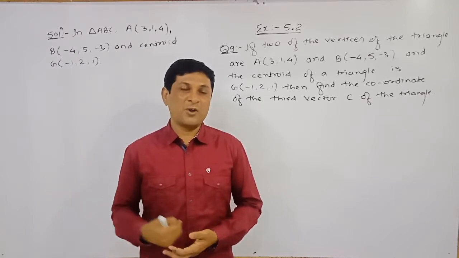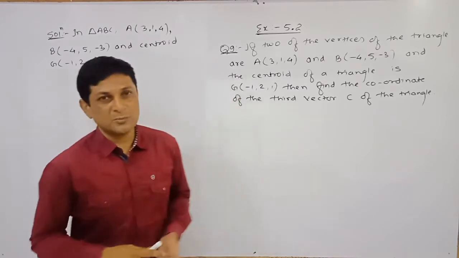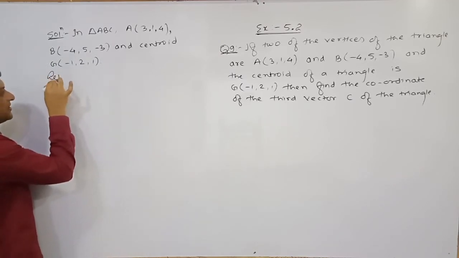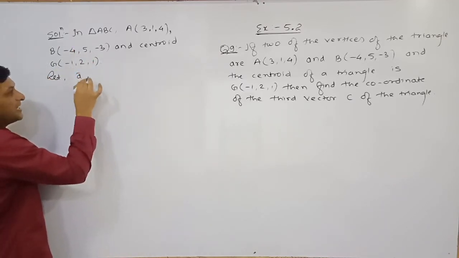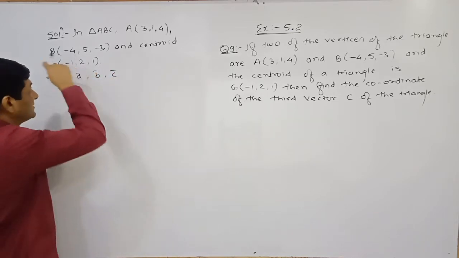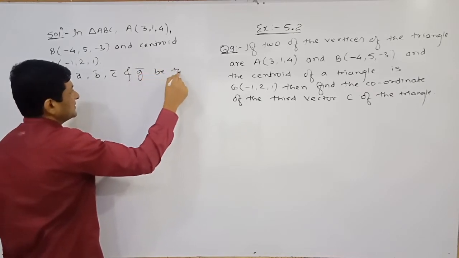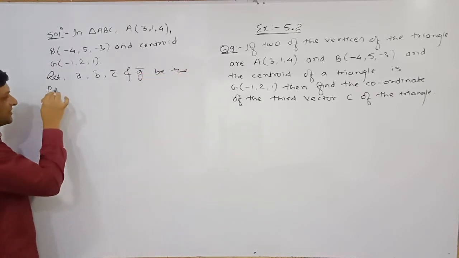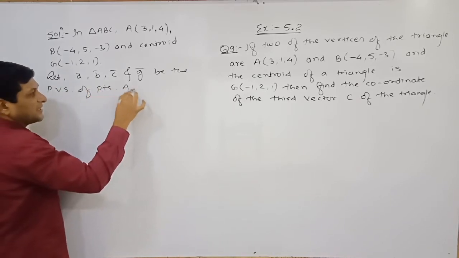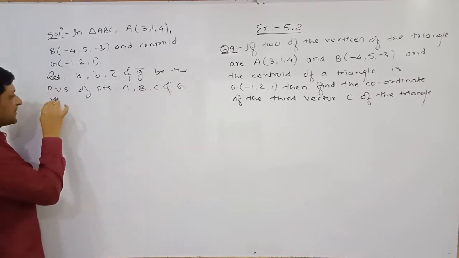To apply that formula, we will require the position vectors of all these points. So here we are denoting the position vector of point A by A bar, B by B bar, the position vector of point C by C bar, and the position vector of centroid G by G bar, be the position vectors of points A, B, C and G respectively.